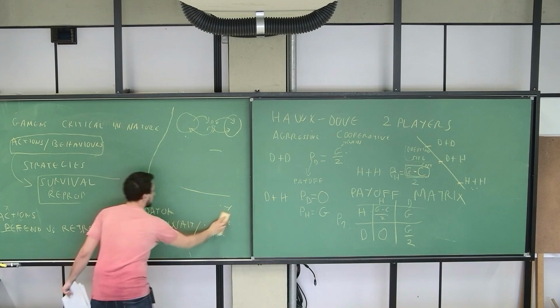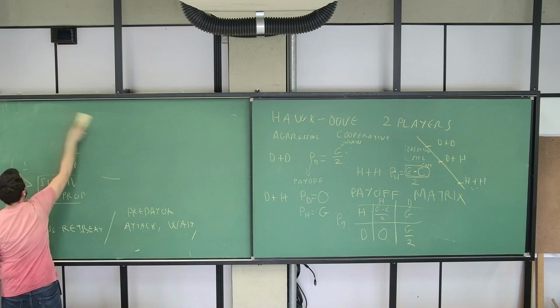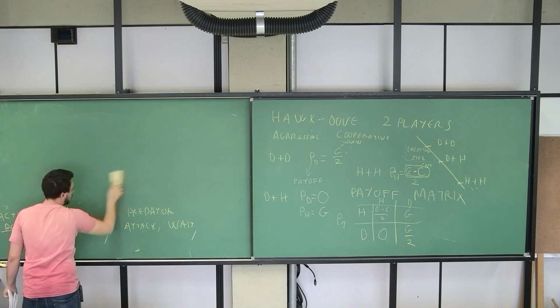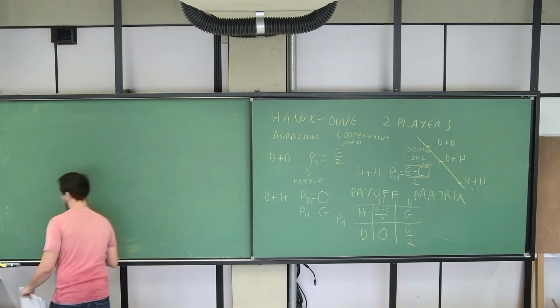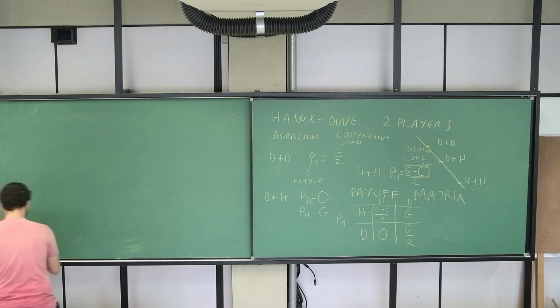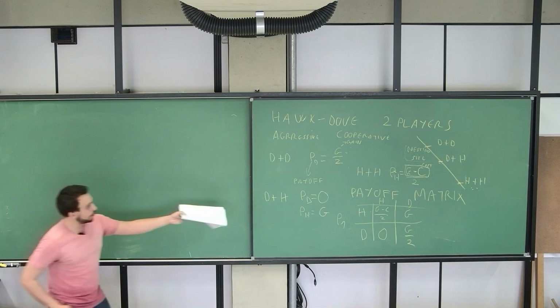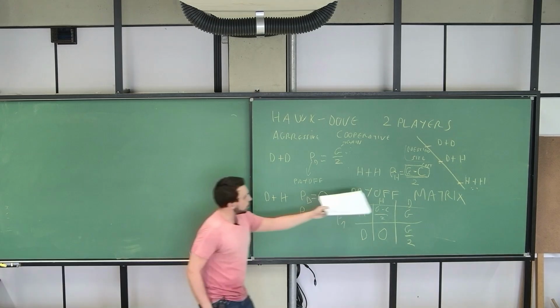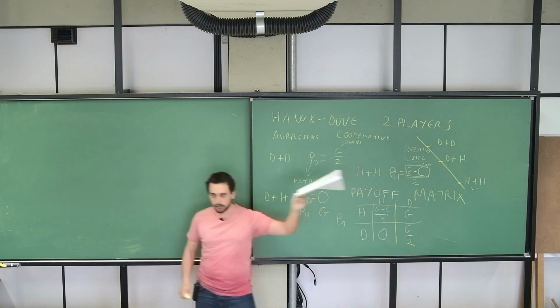Now that we wrote this matrix and we gave quantitative numbers to the payoffs, what can we say about this system? So the best strategy, of course, will depend on the parameters of this model, which are the gain and the cost.